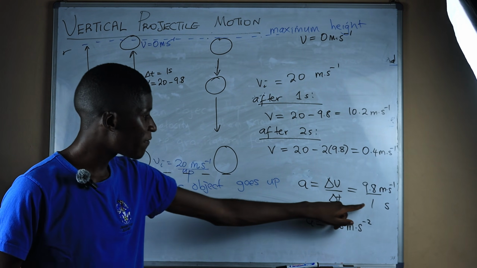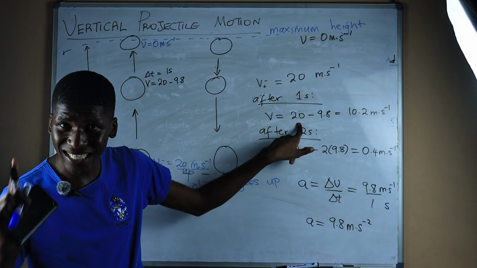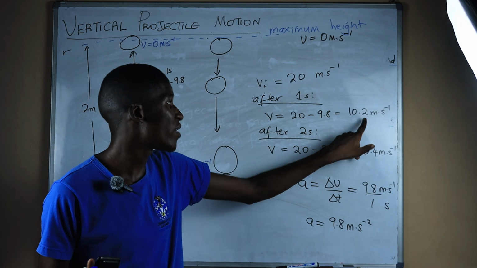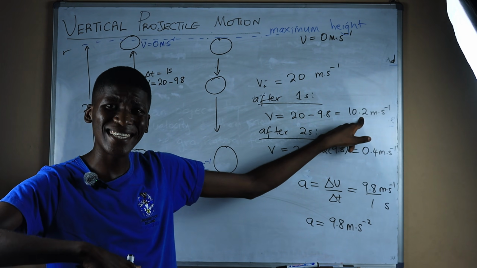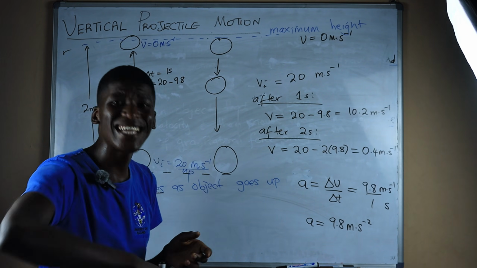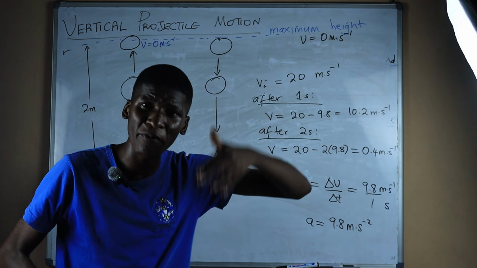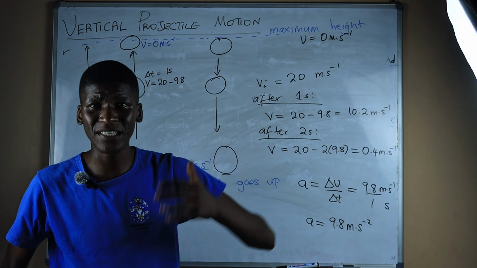So for each and every second, after 1 second, we say 20, the initial velocity, the first one that we started with, minus 9.8, and we end up at 10.2 meters per second. After 2 seconds, we subtract another 9.8 again. It means that from this 10.2, we are subtracting 9.8 meters per second. Again, we end up at 0.4 meters per second.